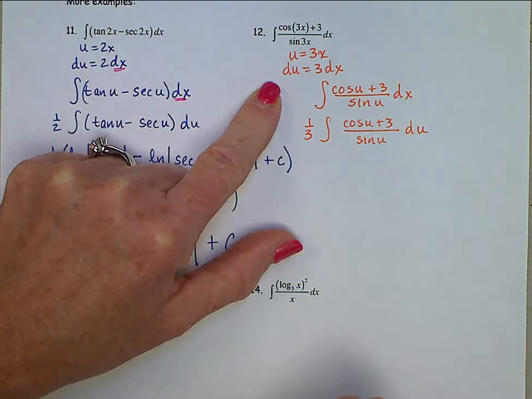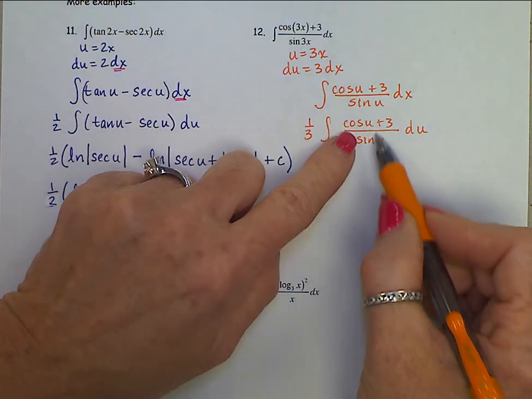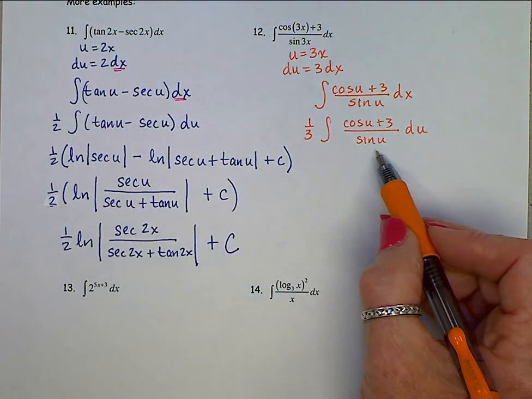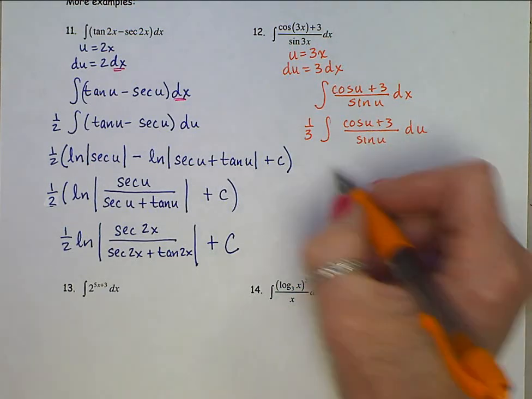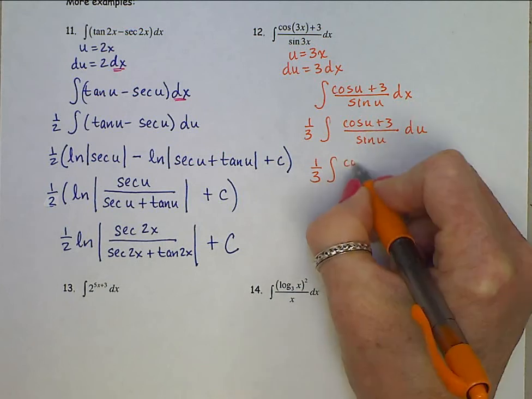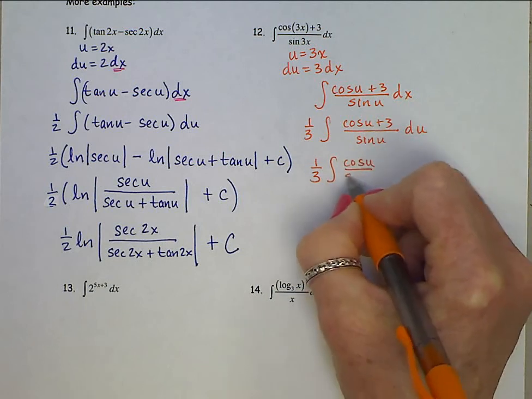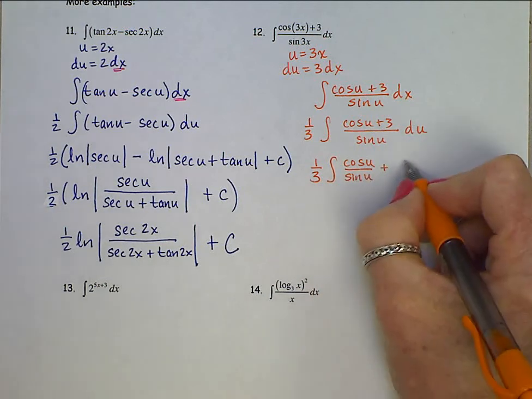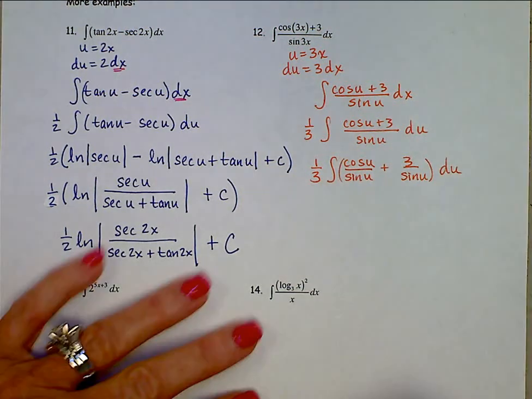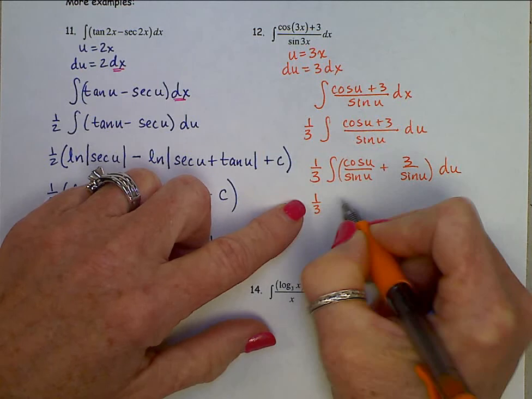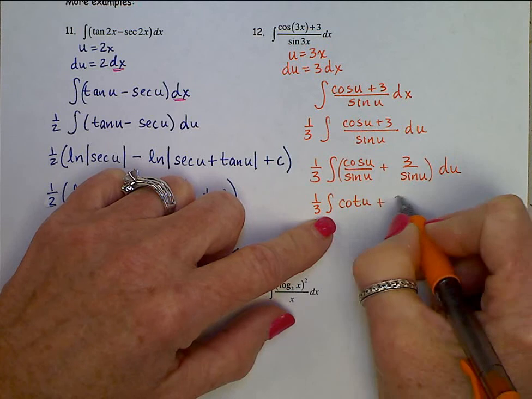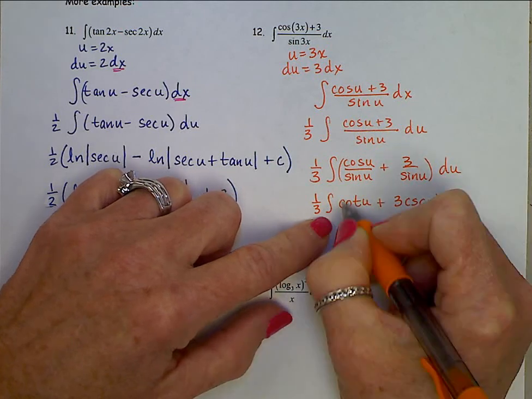We do have a problem here because we have a quotient. And just like there is no product rule for integrals, there is no quotient rule for integrals. So we're going to have to rewrite this. What if we split apart this fraction as cosine u over sine u plus 3 over sine u du. Now we have 1/3 of the integral of cotangent u plus 3 cosecant u. Oh, now we can handle this.